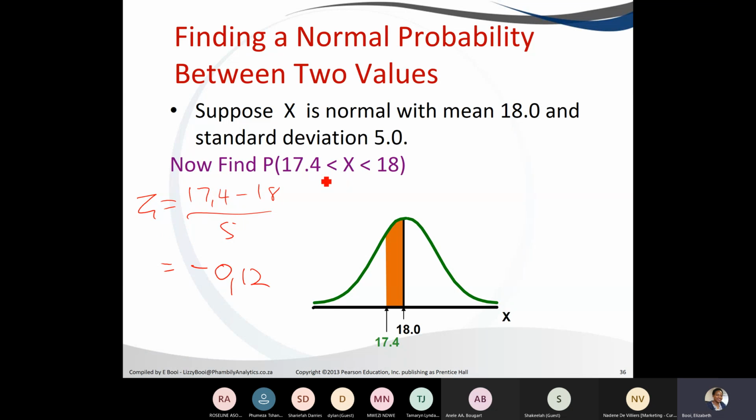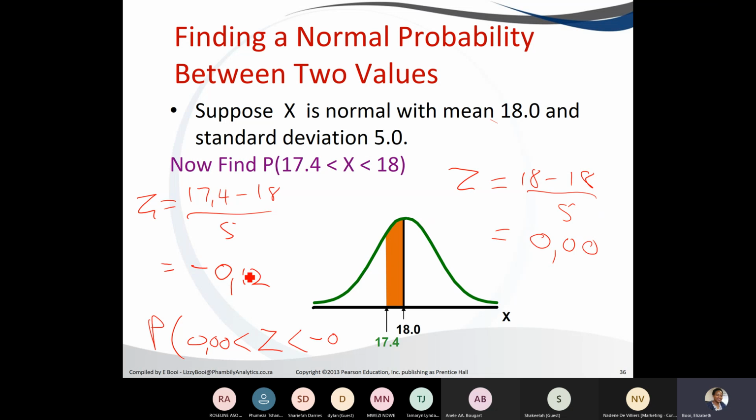Then we also do the same for Z less than or equal, it doesn't matter for this purpose: 18 minus 18, because our mean is 18, divided by 5, which equals 0.00. So if we go back and substitute into the formula, we will be finding the probability that Z lies between minus 0.12 and 0.00. That's what we are finding.